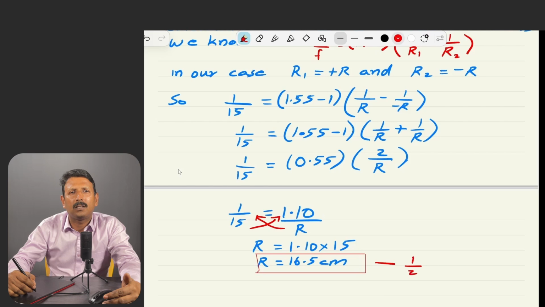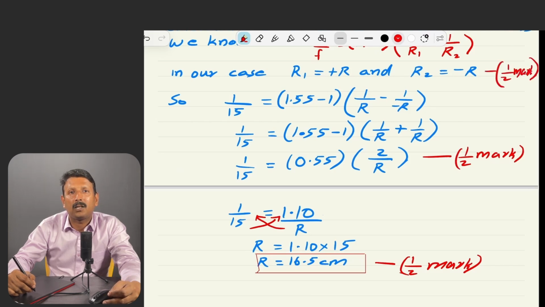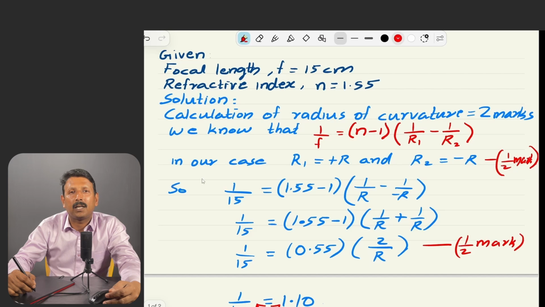It's easy actually. The final answer carries half mark. And in the previous step, there is another 1.5 marks for substituting the values and coming to the 2 by r step, and for writing the r1 value and r2 value as plus R and minus R, you will get half mark. Okay, now total 1.5 marks ready, right? And for writing the Lensmaker's formula, half mark.